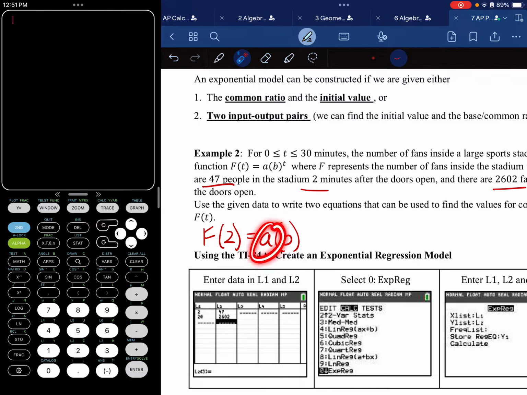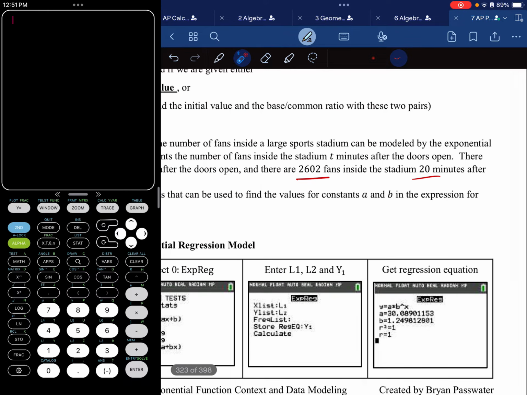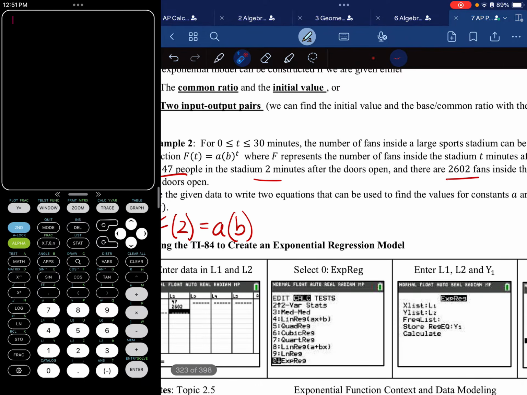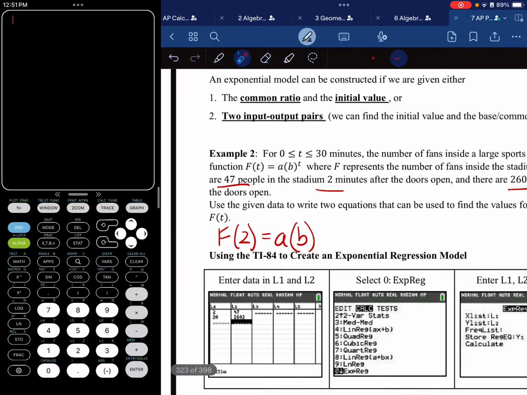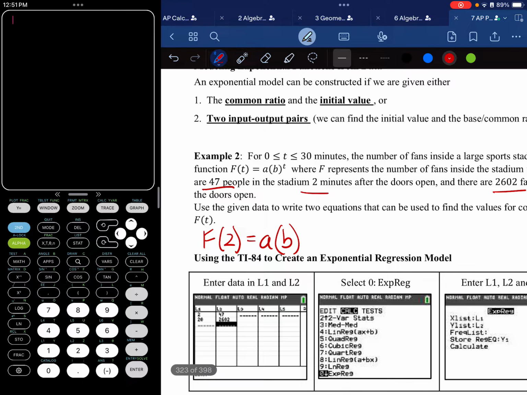The calculator will find values of a and b for me, and you can see it over here. It'll give me values of a and b, but I don't know what those are yet. I do know the time up here. This time and this time are the same, so that's 2. Really what I should say here is f of 2 is a value.